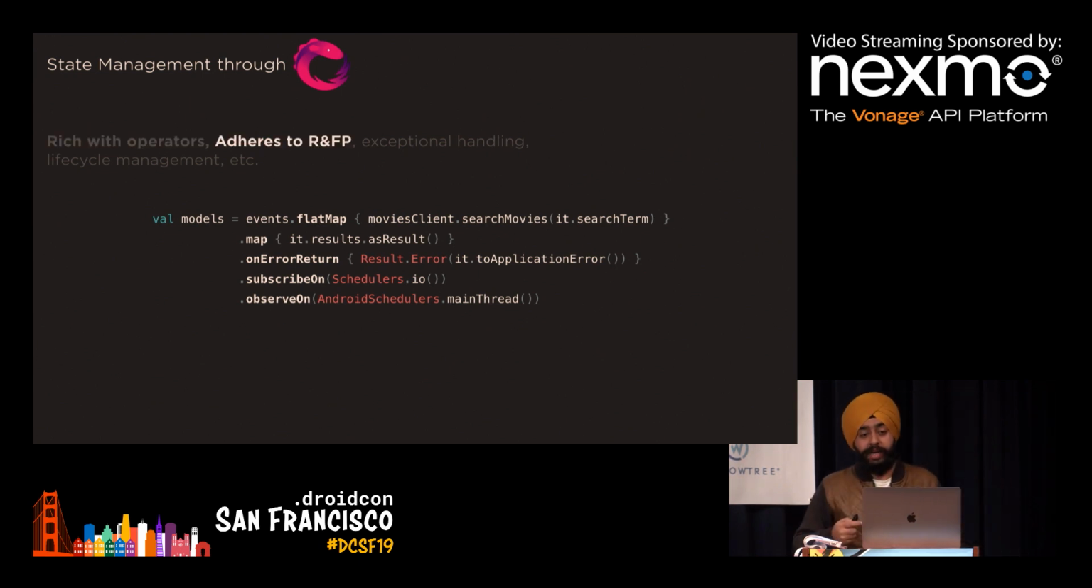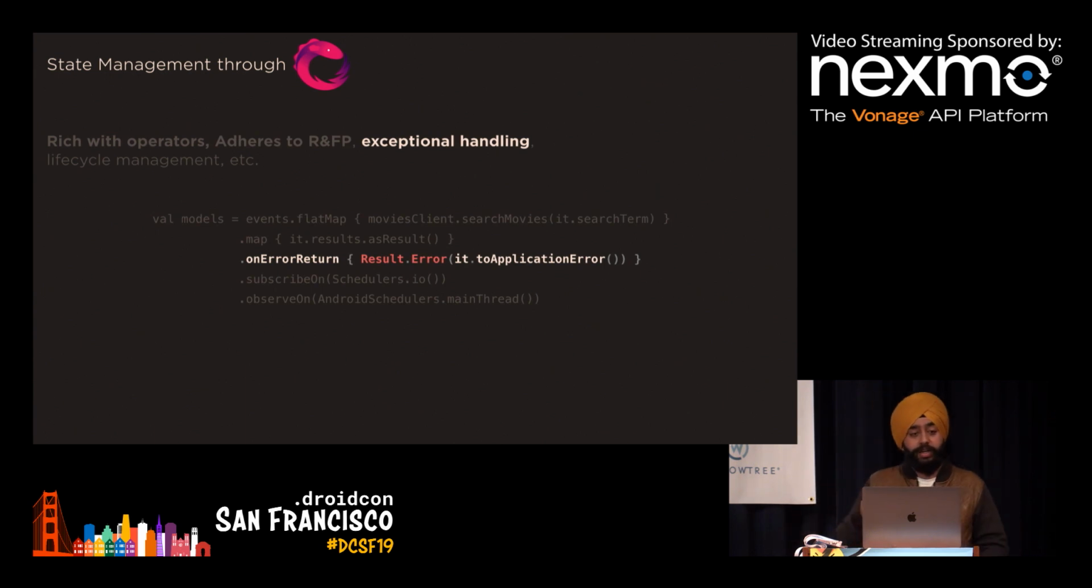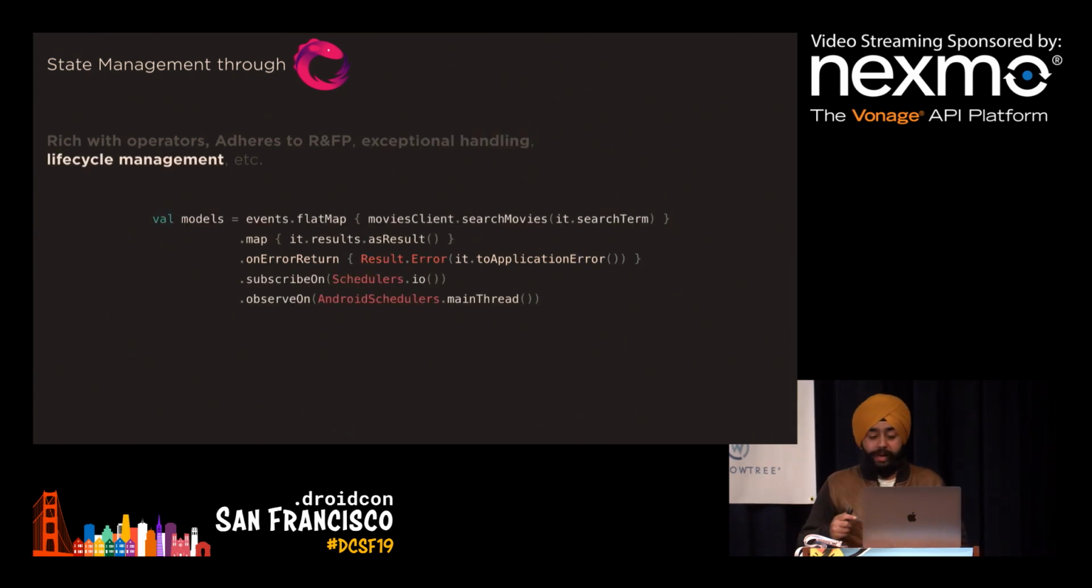It adheres to RNFP. So RNFP is basically the reactive and functional programming paradigm. So it tells you that if you are using RxJava, you are forced to follow this functional programming paradigm, which basically tells you that you will have a predictable state at each and every point of time. Exception handling, so you have onErrorReturn, doOnError. So definitely you are going to win here, because all the errors can be easily handled. Lifecycle management. When there is any kind of stream here, you can easily unsubscribe them. You can use AutoDispose from Uber.